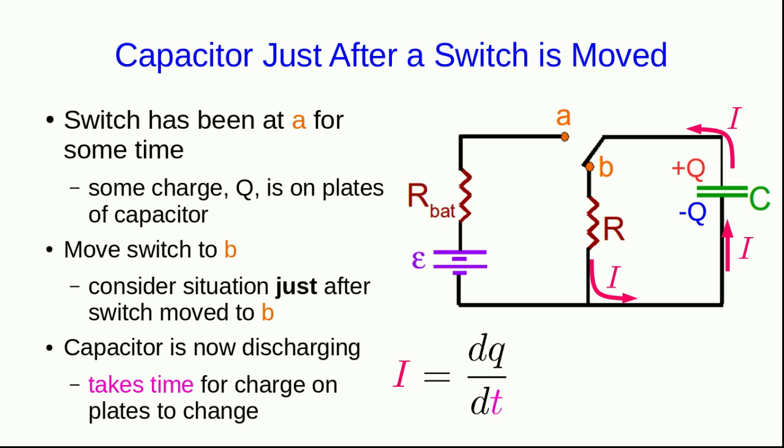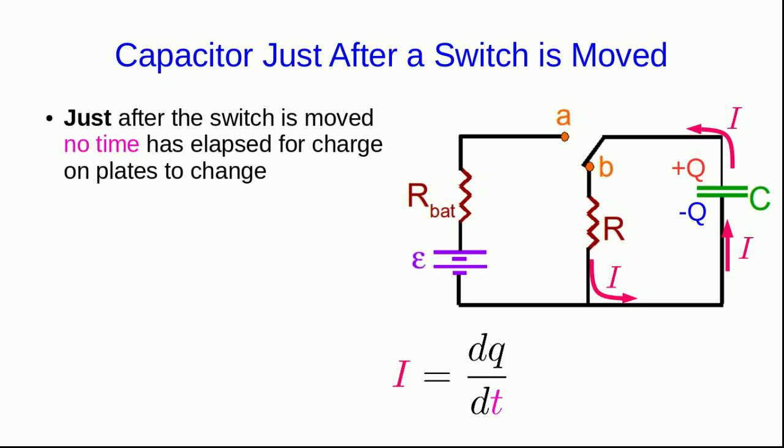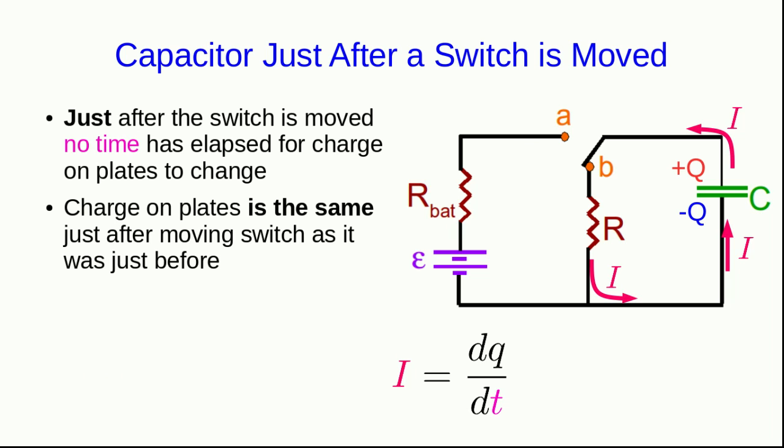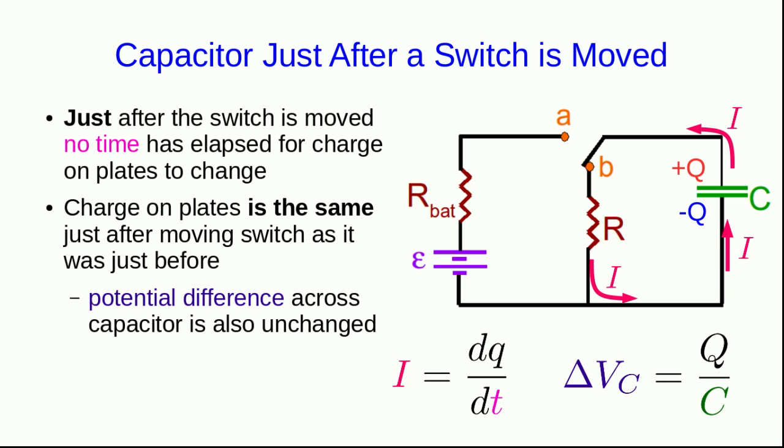It takes some time for the charge on the plates to change, and just after we've moved the switch, no time has yet elapsed for charge to change. And so the charge on the plates must be exactly the same as it was just before we moved the switch. Similarly, we know that the charge is proportional to the potential difference between the plates. And so the potential difference across the capacitor is also exactly what it was just before we moved the switch.